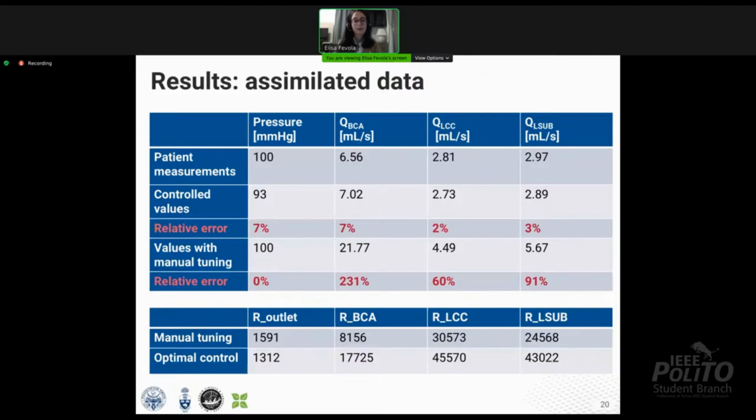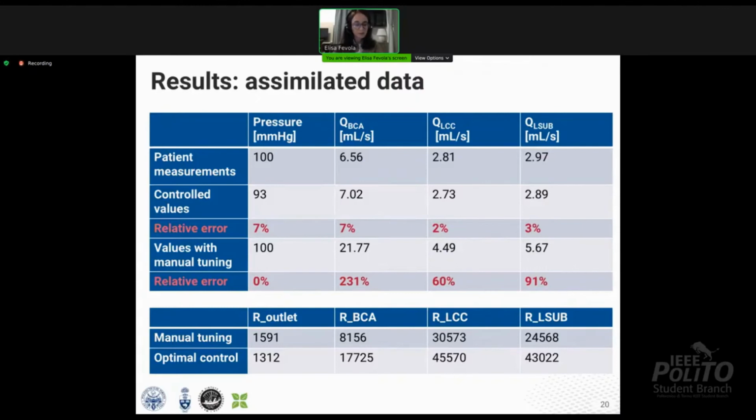And you see how the controlled values in the second row are really close to the measurement. So the relative error is always less than 10%. This means that our optimal control problem is correctly assimilating measurement data. As a reference, I also reported here the values that you would reach using manual tuning, and you see how far you would be with respect to patient measurements. So there's a convenience in using optimal control.